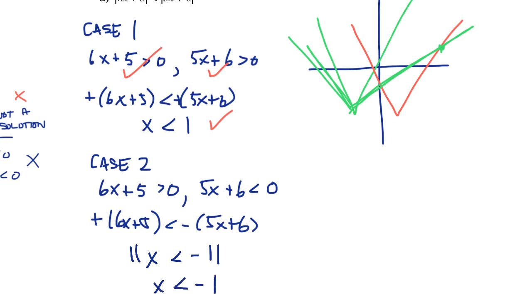So does this work if we check it in our cases? Negative 1 plugged into the first case is going to give us negative 6 plus 5, which is not going to be less than 0 or greater than 0. So this actually is not a solution. This tells us that the positive branch of this and the negative branch of this do not actually meet.